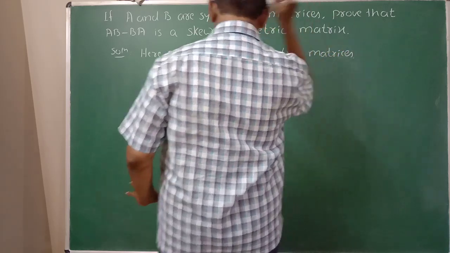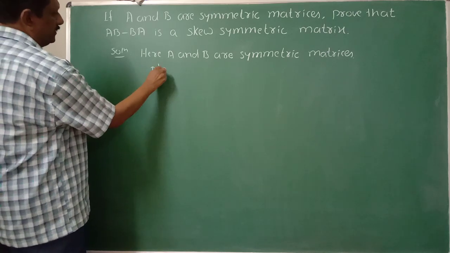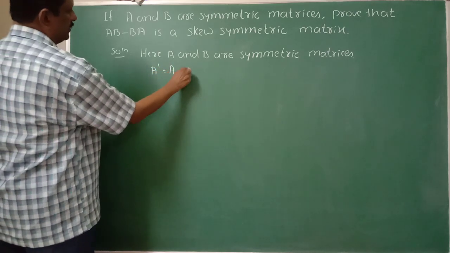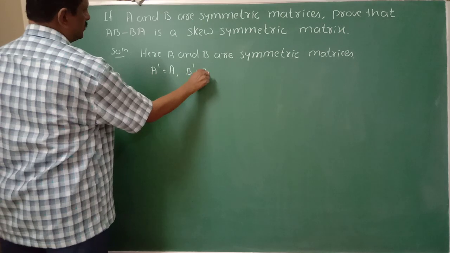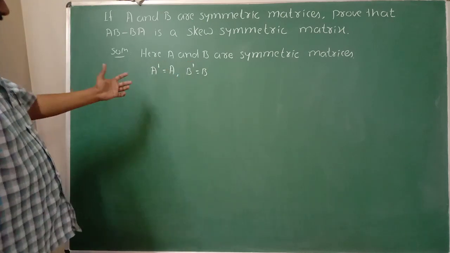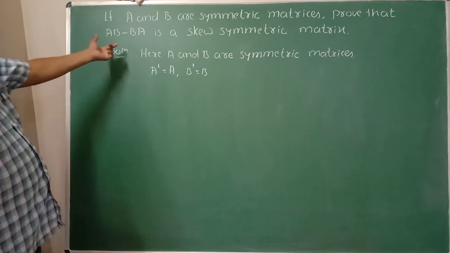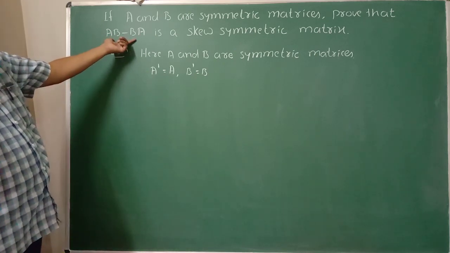So according to the definition of a symmetric matrix, A dash is equal to A, and B dash is equal to B. Now we have to prove that AB minus BA is a skew symmetric matrix.